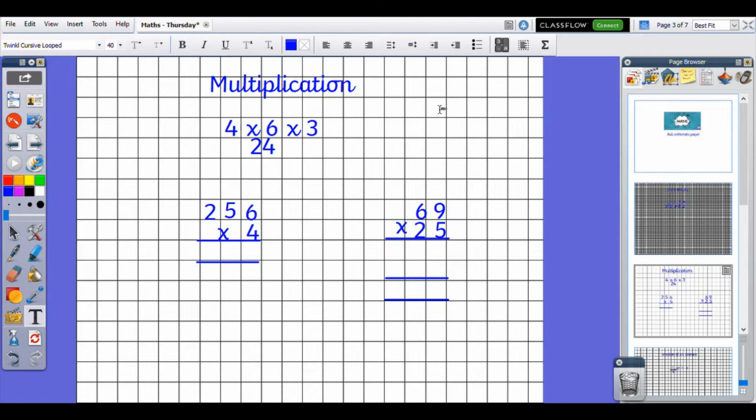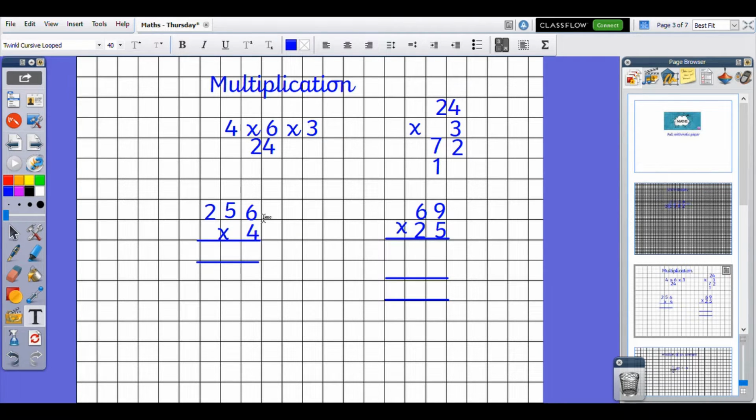Some of you might be able to do that in your head. However, if you can't, that's fine. You can do short multiplication, which is something we are all nice and secure with. So I need to do 3 times 4, which gives me 12. We know we can't have 12 in the ones column, so I need to carry the 10 into the tens column. Then I'm going to do 3 times 2, which is 6. Add the 1 gives me 7. So the answer is 72. Okay. So the answer to 4 times 6 times 3 is 72.